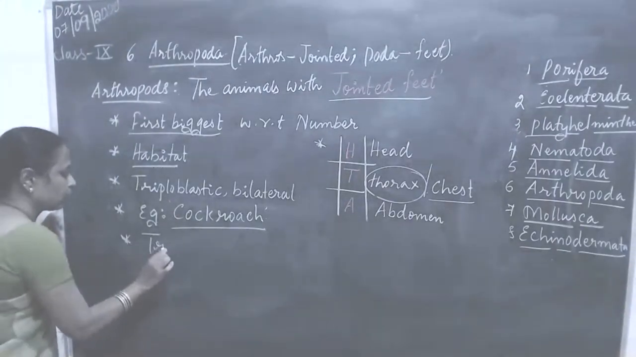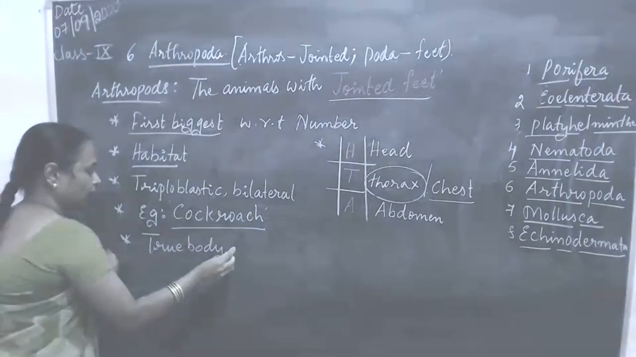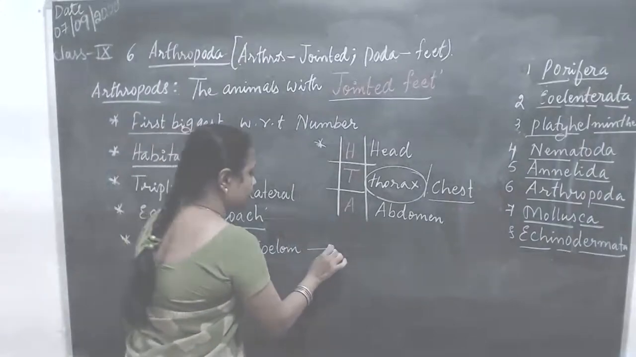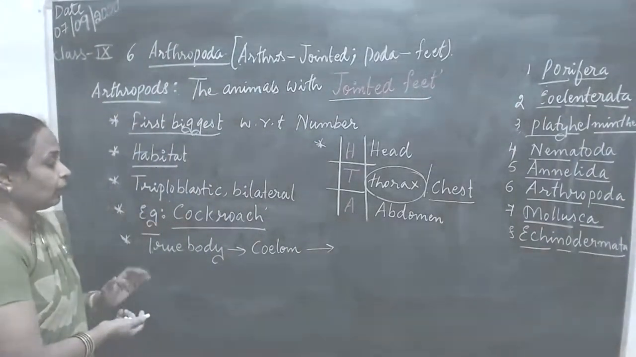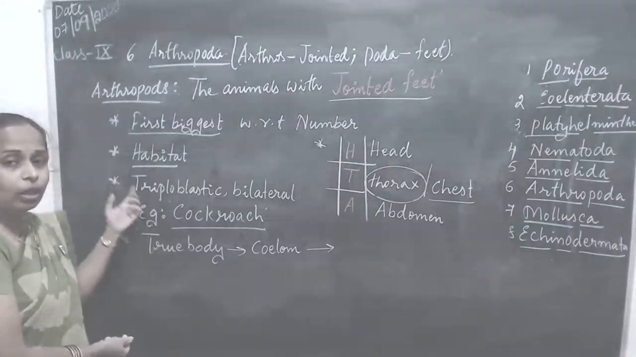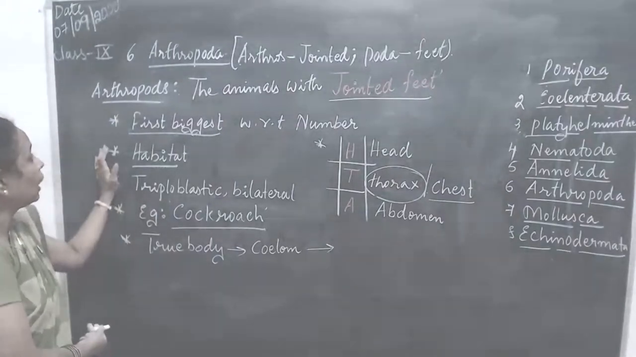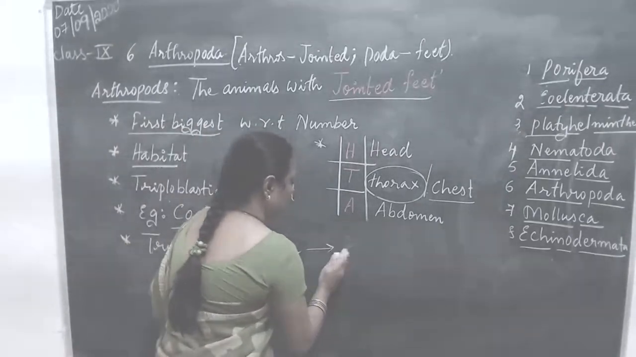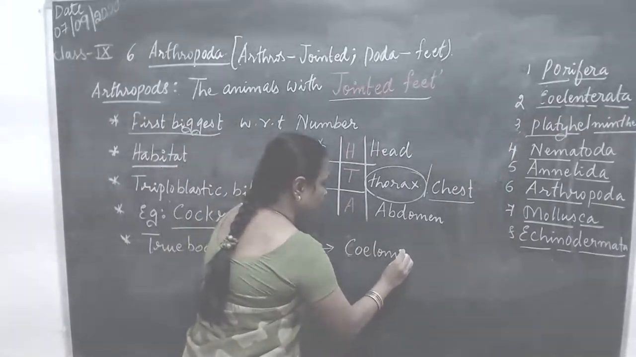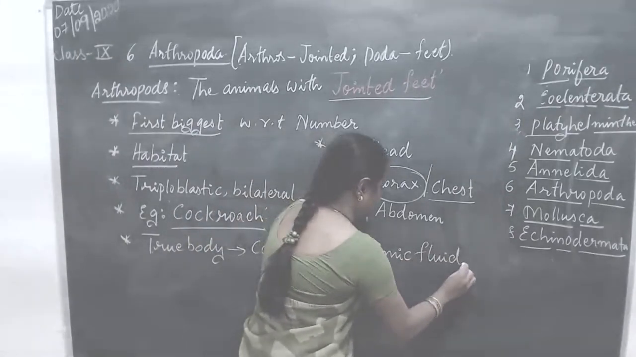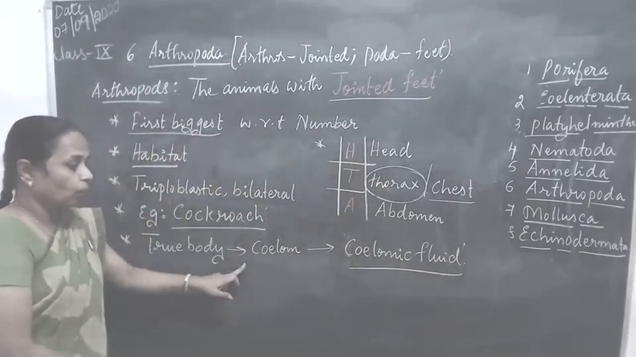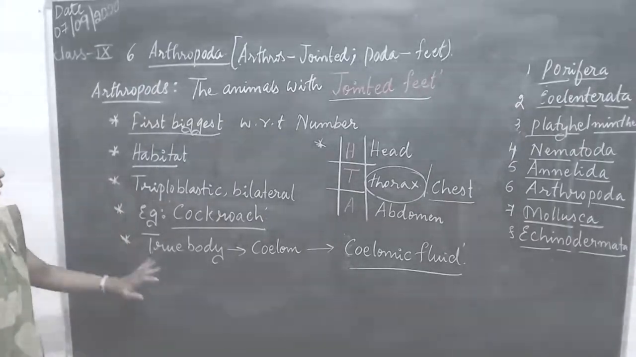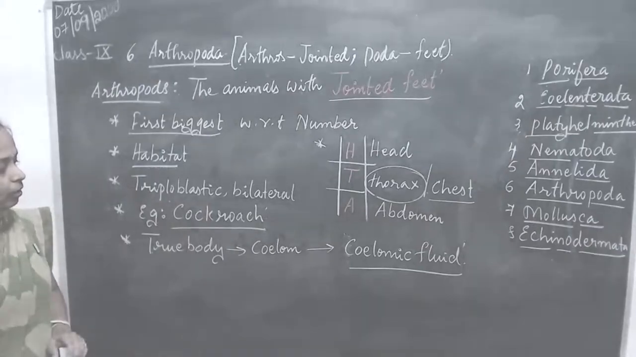Here also we have the true body cavity. The true body cavity is nothing but the coelom. In arthropods, if by mistake you crush a cockroach, you will find a white colored fluid coming out of the body. They don't have blood like us. The fluid which helps in the system in arthropods is termed the coelomic fluid. Coelom is the body cavity, and the fluid found in it is the coelomic fluid. So in the body cavity, we find free movement of the coelomic fluid.